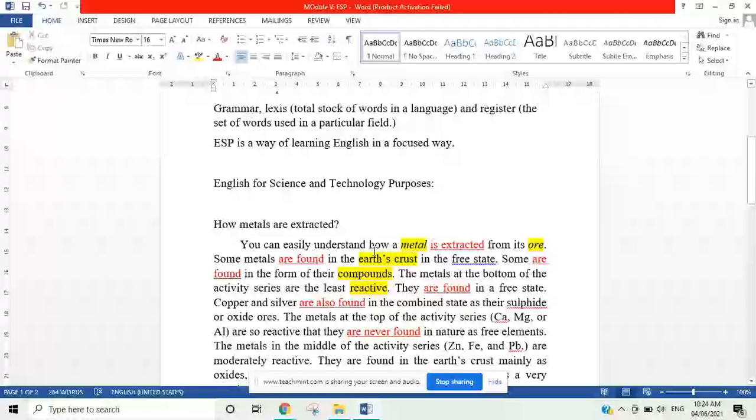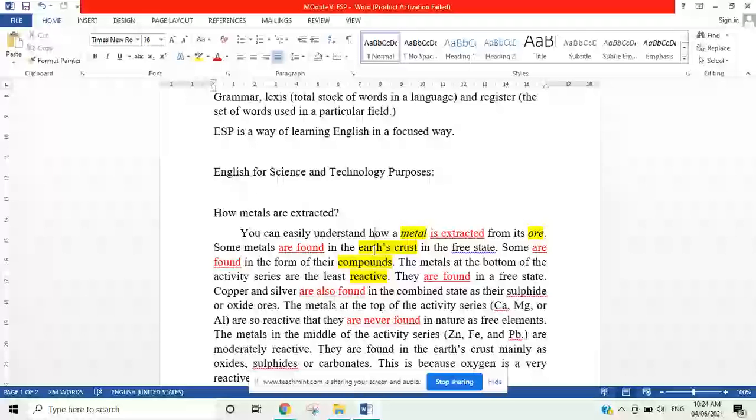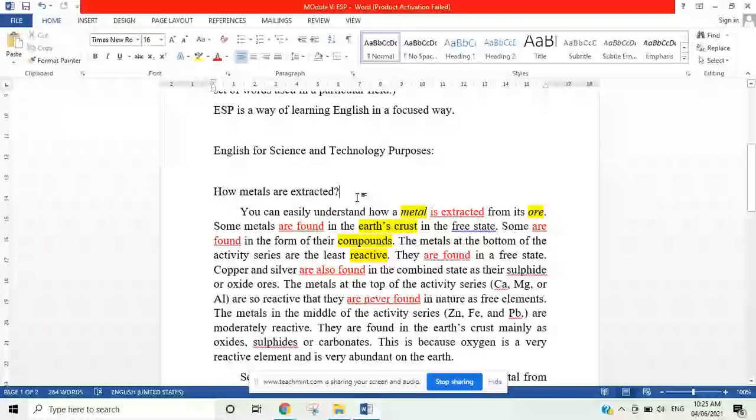This topic is about how metals are extracted. You can easily understand how a metal is extracted from its ore. Ore means earth. Some metals are found in the earth's crust in the free state. Some are found in the form of their compounds. The metals at the bottom of the activity series are the least reactive. They are found in a free state.